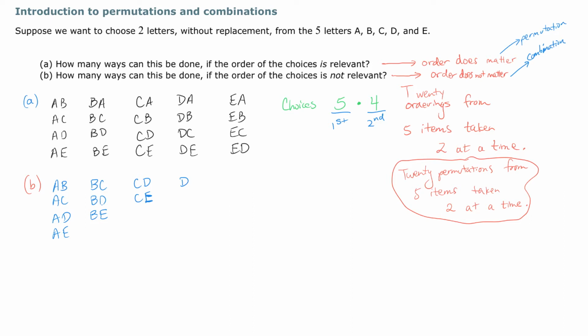So what do we have left? Do we have a DA? We already have a DA. Do we have a DB? We already have a DB. Do we have a DC? We already have a DC. Do we have a DE? We have not counted the DE. So why don't we list that? And there you go. We have everything else, though. E has been combined. So how many choices are there this time? Let's count them. 1, 2, 3, 4, 5, 6, 7, 8, 9, 10. So there are 10 combinations.